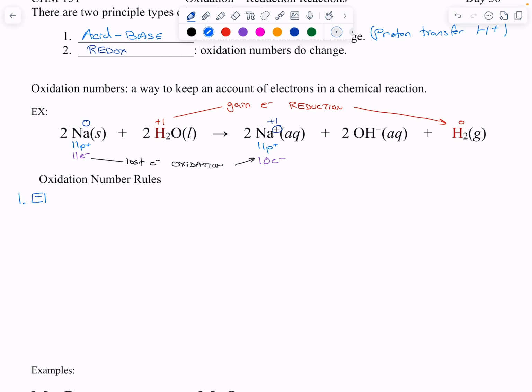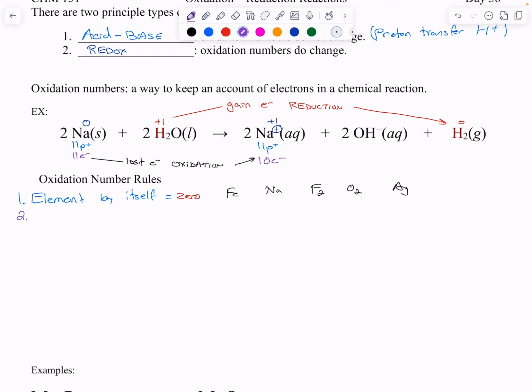An element by itself is 0. That was just like we had. If you have Fe, Na, we just did F2, O2, Ag, etc. All elements have the same number of protons as they do electrons. Neutral atom, so the oxidation state is 0. That makes a lot of sense.